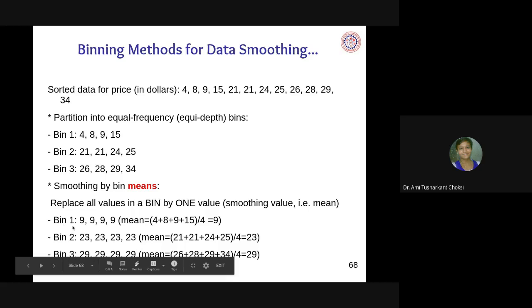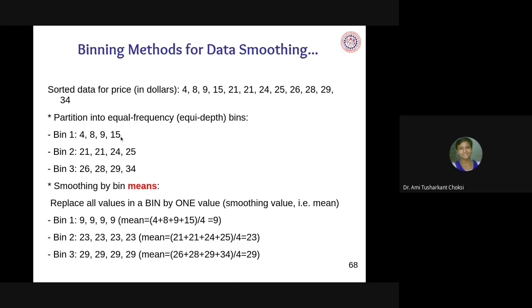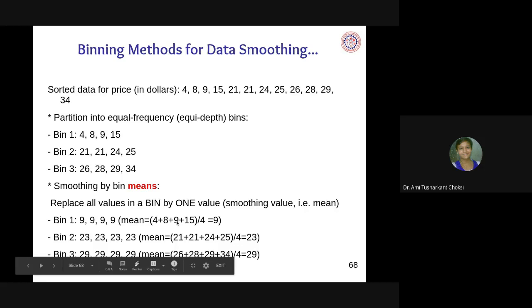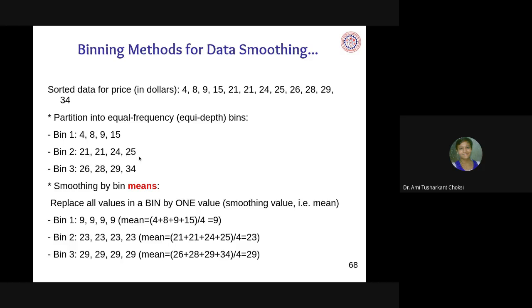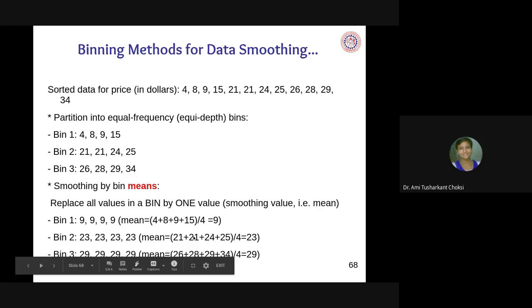For bin 1, what should be the mean? It is 4 plus 8 plus 9 plus 15 divided by 4. That is 9, right? So we'll replace the values inside the bin by 9, 9, 9, 9. Fine. Bin 2 has 21, 21, 24, 25. Find the mean: 21 plus 21 plus 24 plus 25 divided by 4, which is equal to 23. So for bin 2, we'll smooth the data by 23, 23, 23, 23.